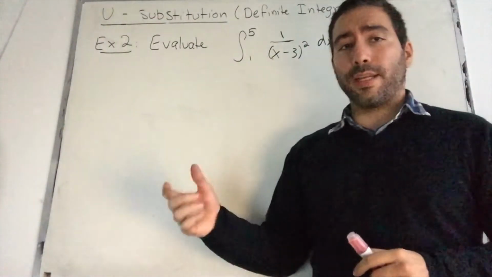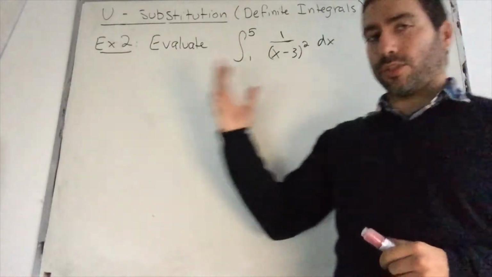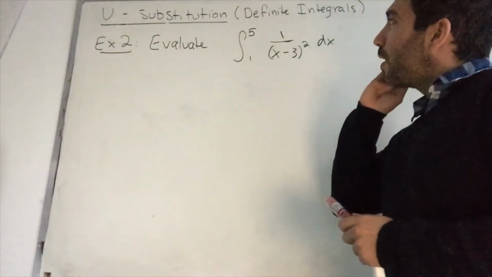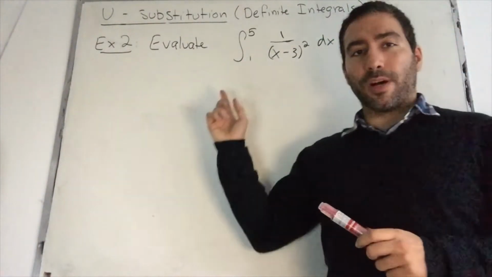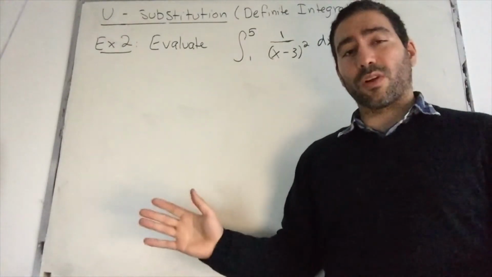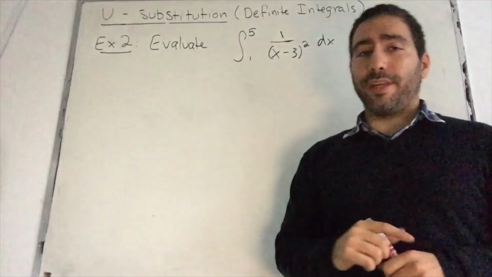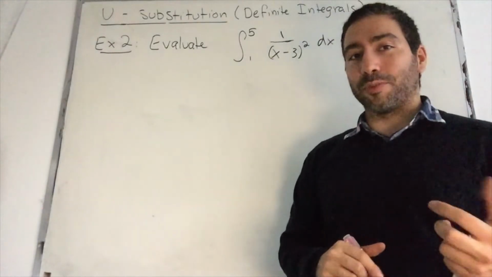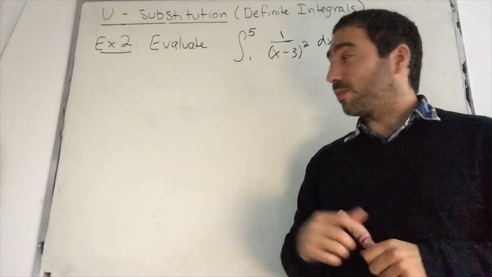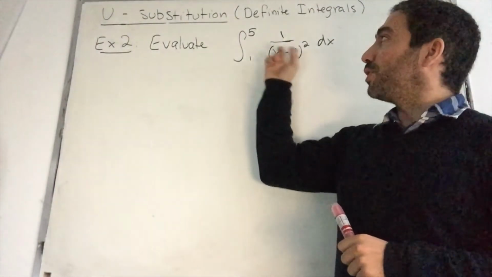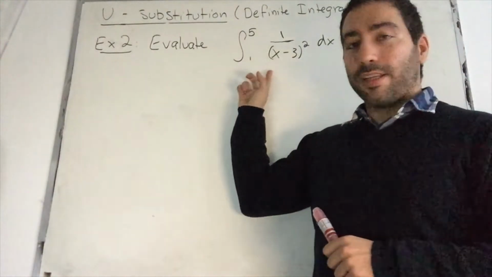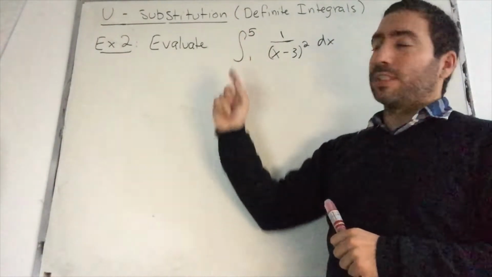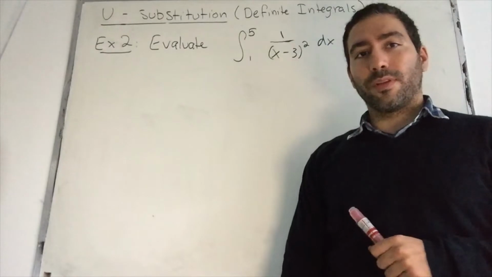So if you went ahead and you let u equal x minus 3 and solved it, and you got 1 over u squared, you changed your bounds, this is wrong. Okay, this one over here is a definite integral. You have to recall, for a definite integral, it only works if the function is continuous and defined on the closed interval from 1 to 5.